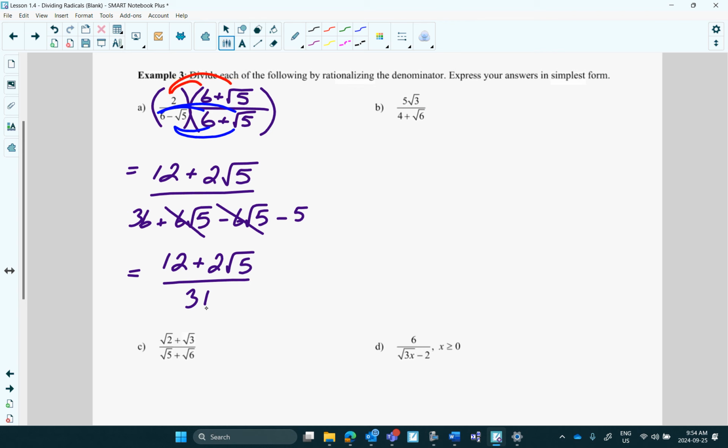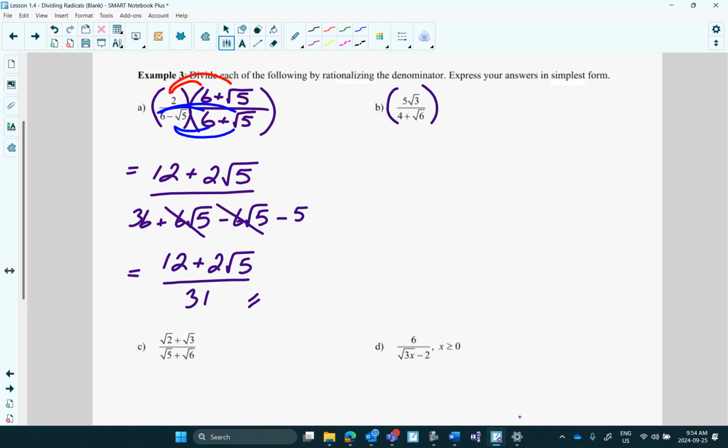Sometimes we were able to reduce when we were doing some of the divisions before. How do you know if you can reduce these? Look at all the non-radical numbers. Can you divide all of them by something to make them smaller? No. So this can't be reduced. You have to be able to divide all of them, not just 2 out of 3. So that's reduced.